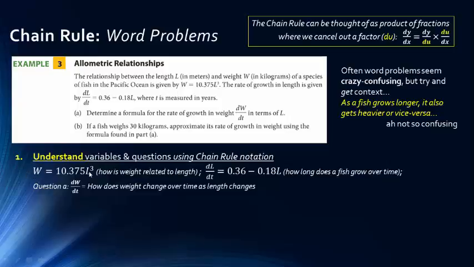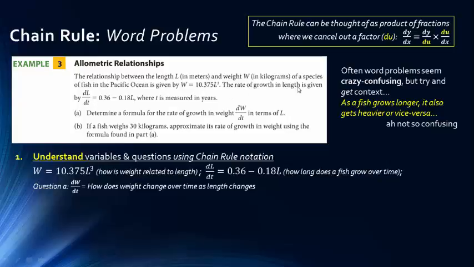I write this again, and I write it in words I understand. You know, I might say weight grows as length grows. How weight is related to length, okay? I get another formula here, dL/dt = 0.36 minus 0.18L. This is nice because it's already in derivative notation.